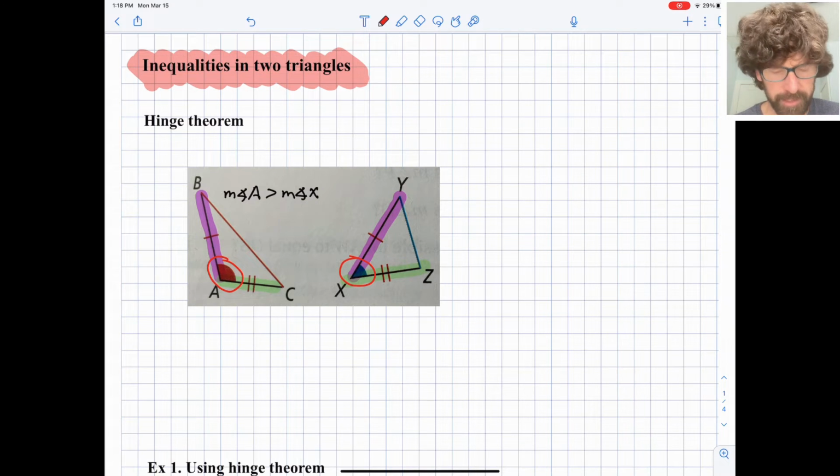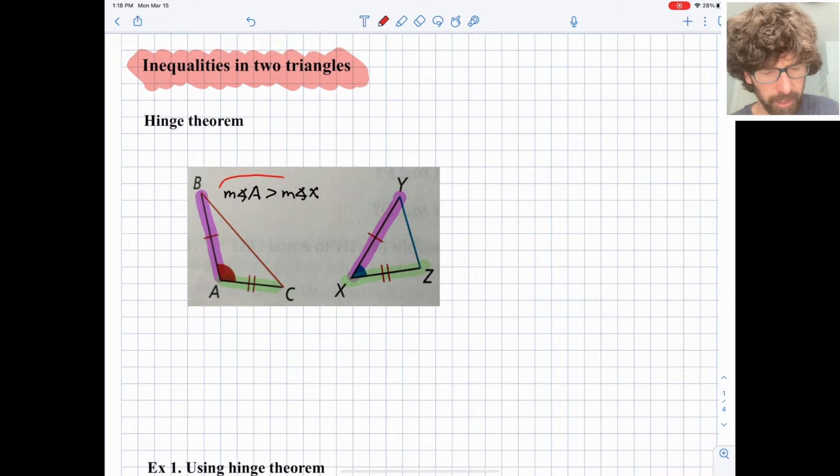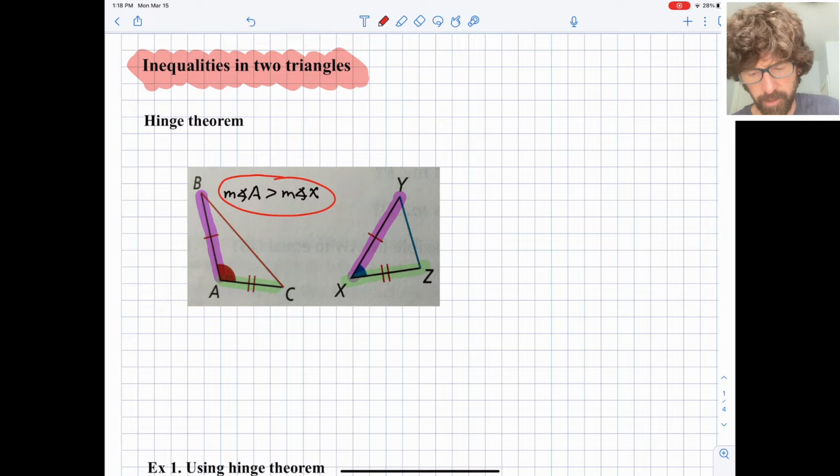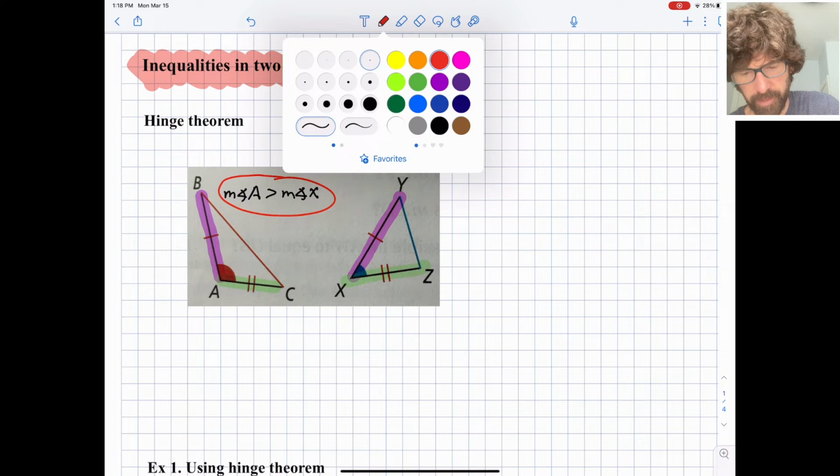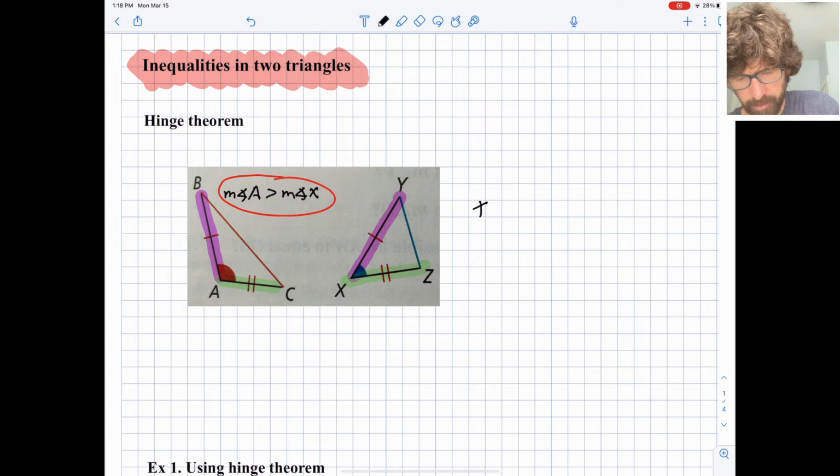But what's important though is that the angle that we know information about is the angle that's formed by the two pairs of congruent sides. So if we were working with these angles up here, we wouldn't be able to use this theorem. Okay, so that's the setup. If we know all that, and then if additionally we know that angle A is larger than angle X, we can conclude something pretty important here. Therefore, BC is larger than YZ.